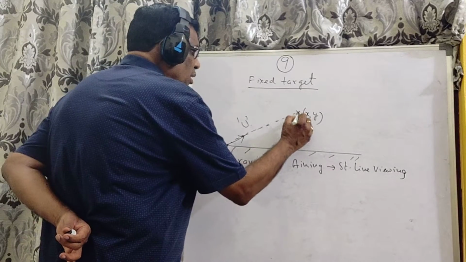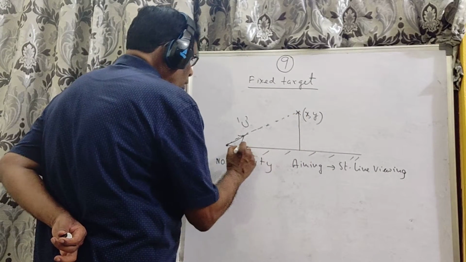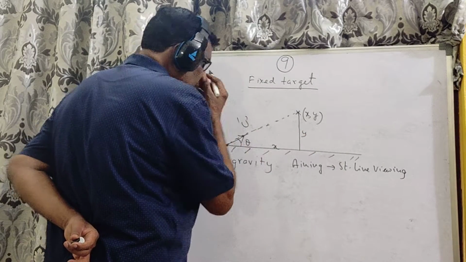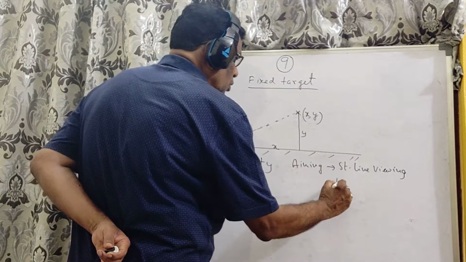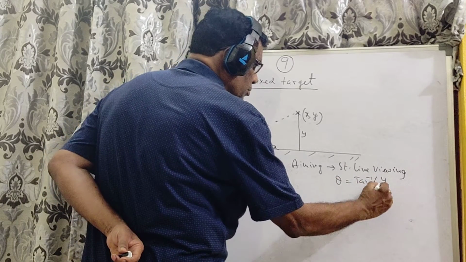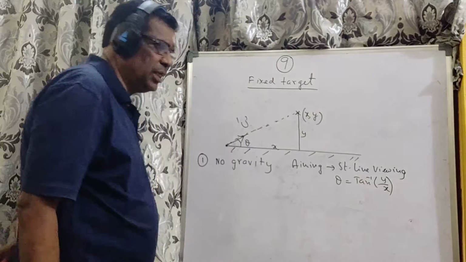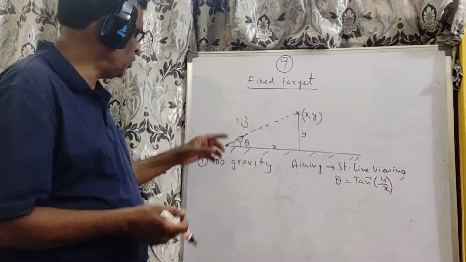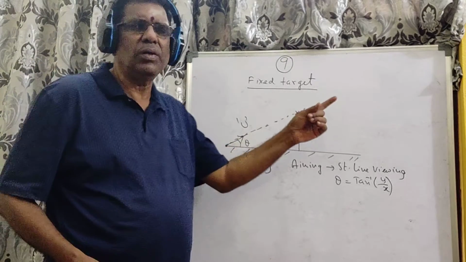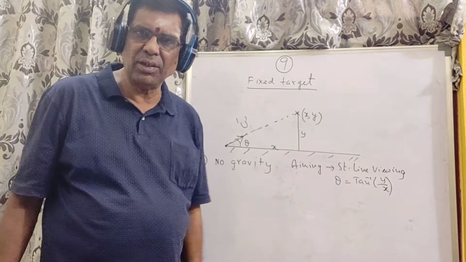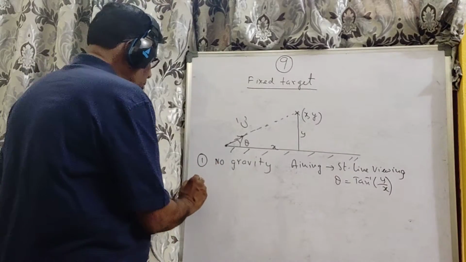So if somebody asks you at what angle, you know that this is x, this is y, this is theta. Therefore, you must throw it at an angle theta equal to tan inverse y by x. If you go too slowly, it will go slowly. If you hit it very fast, it will go very fast. That's all. This is the first scenario.